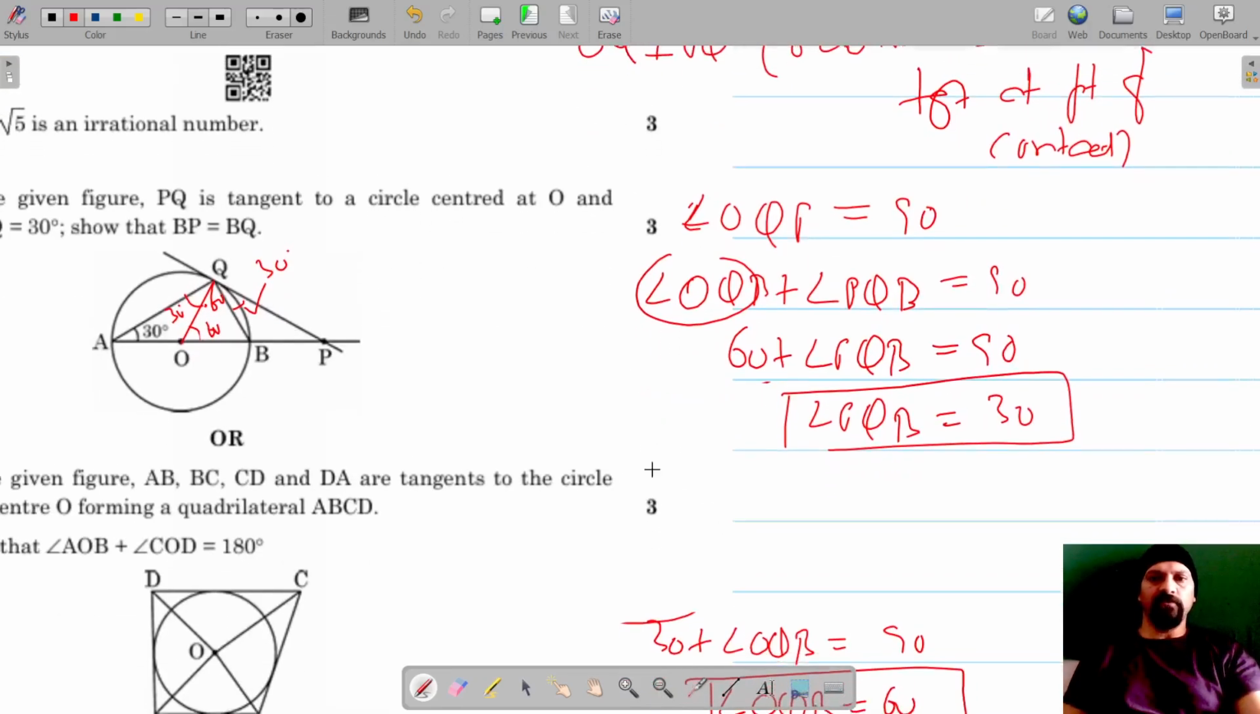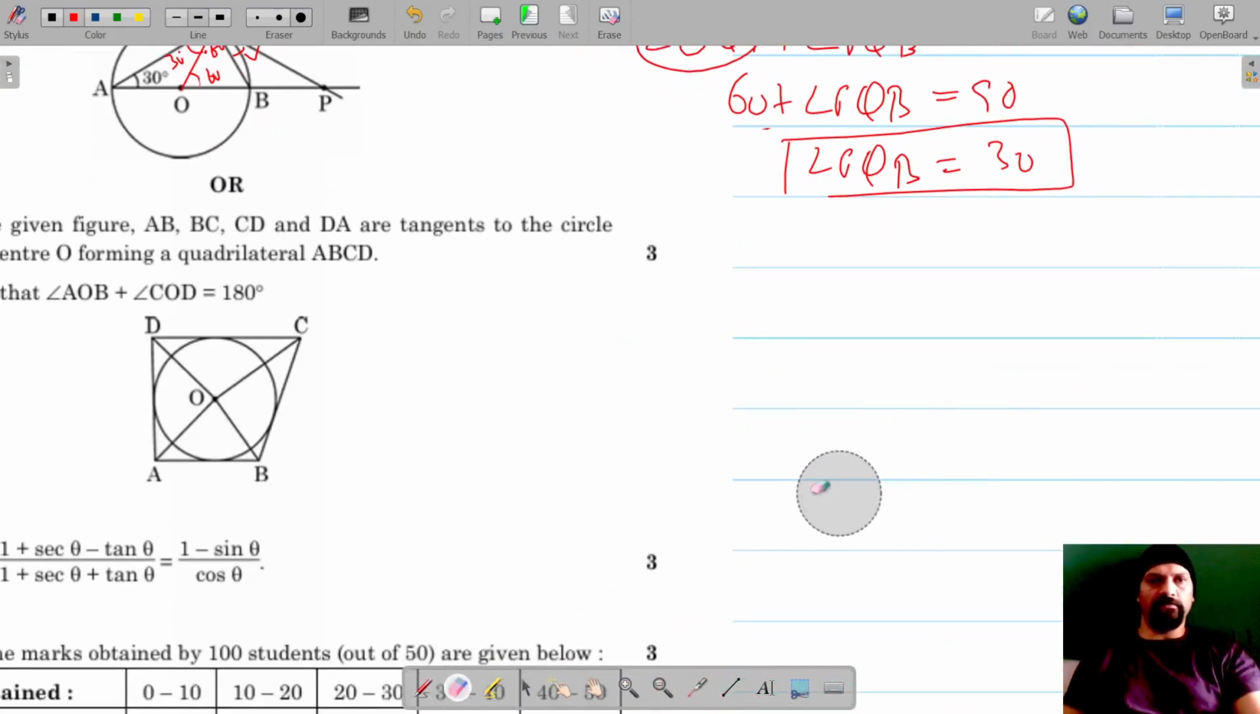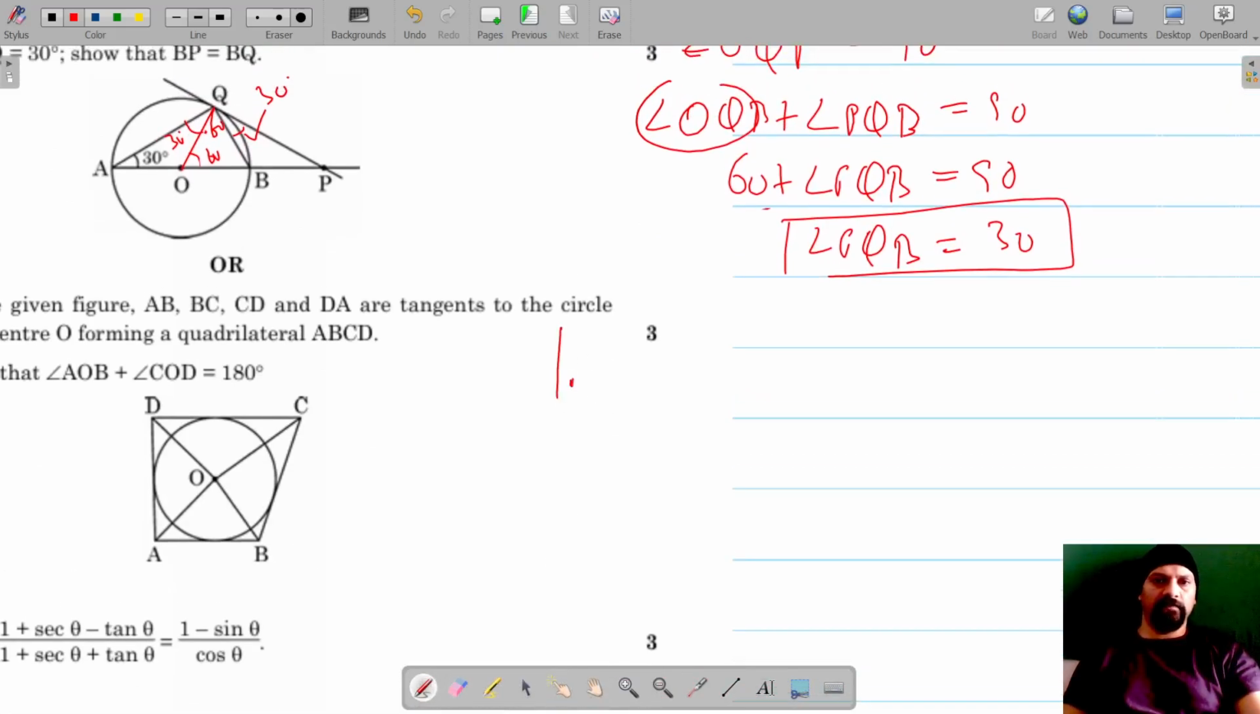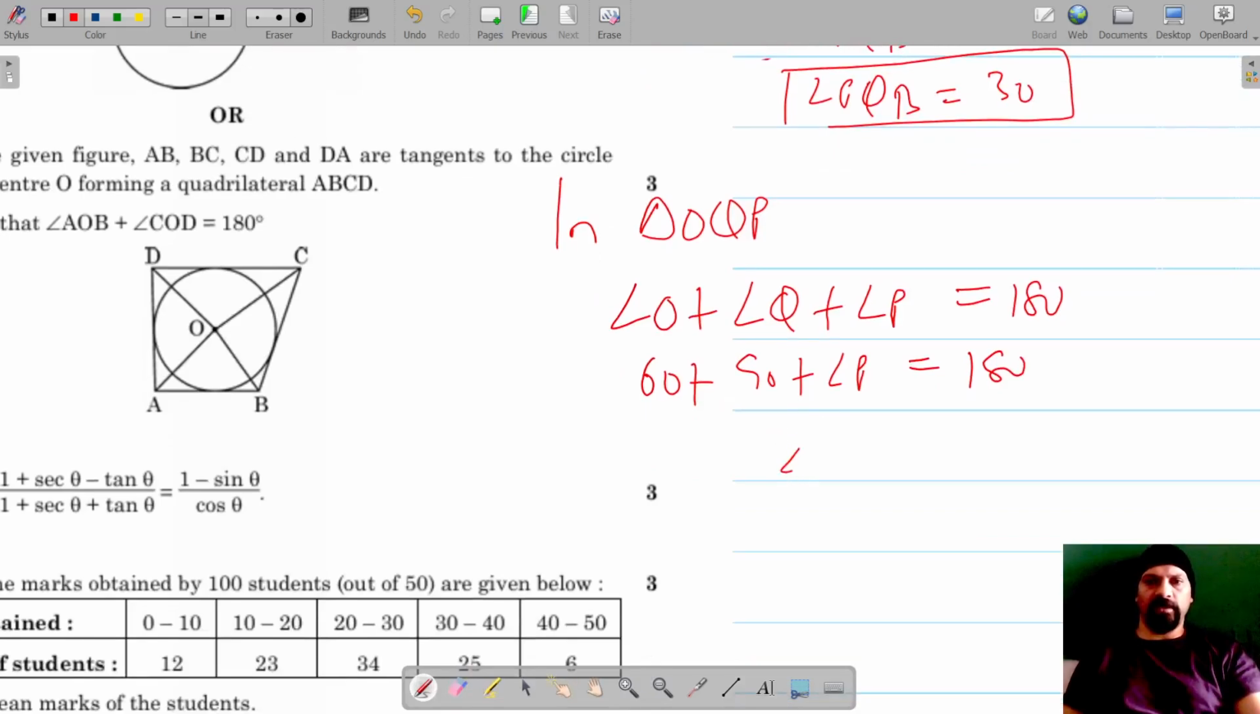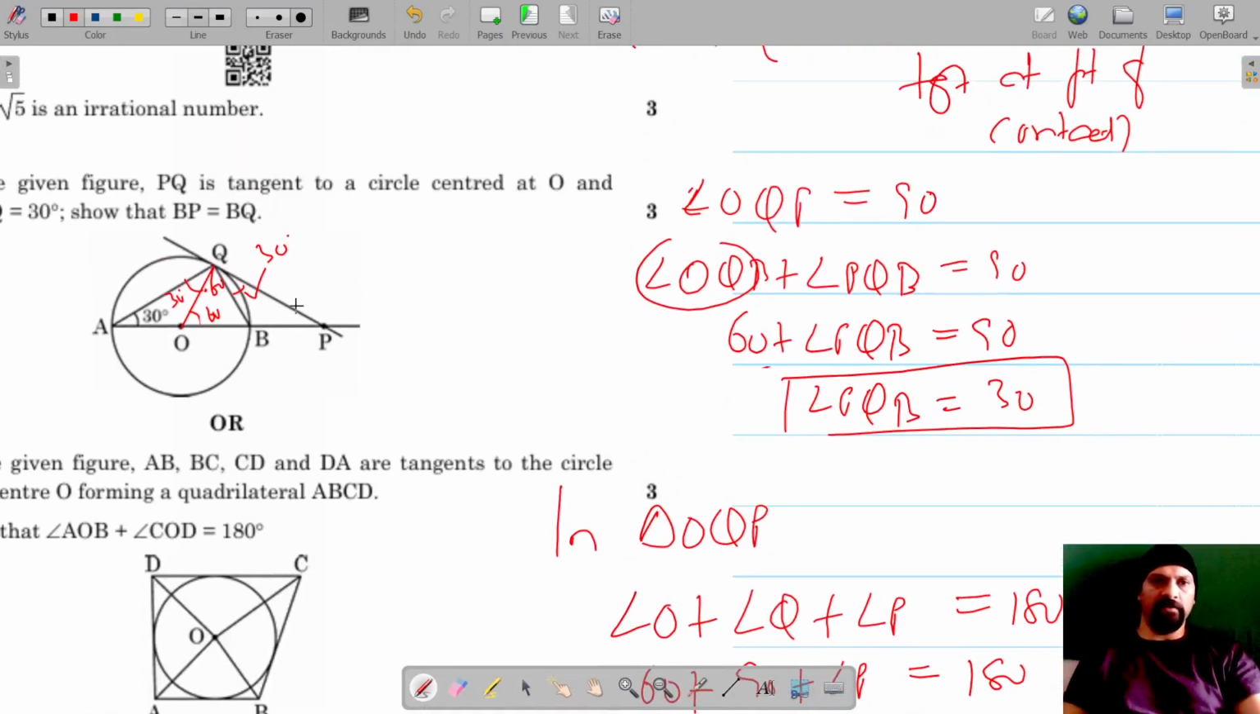Now we can use the angle sum property in the bigger triangle OQP. Angle O plus angle Q plus angle P is equal to 180 degrees, and O is 60, angle Q is 90, so 60 plus 90 is 150. That gives me angle P is equal to 180 minus 150, which is equal to 30, and angle P is this one. So this is also 30 degrees.